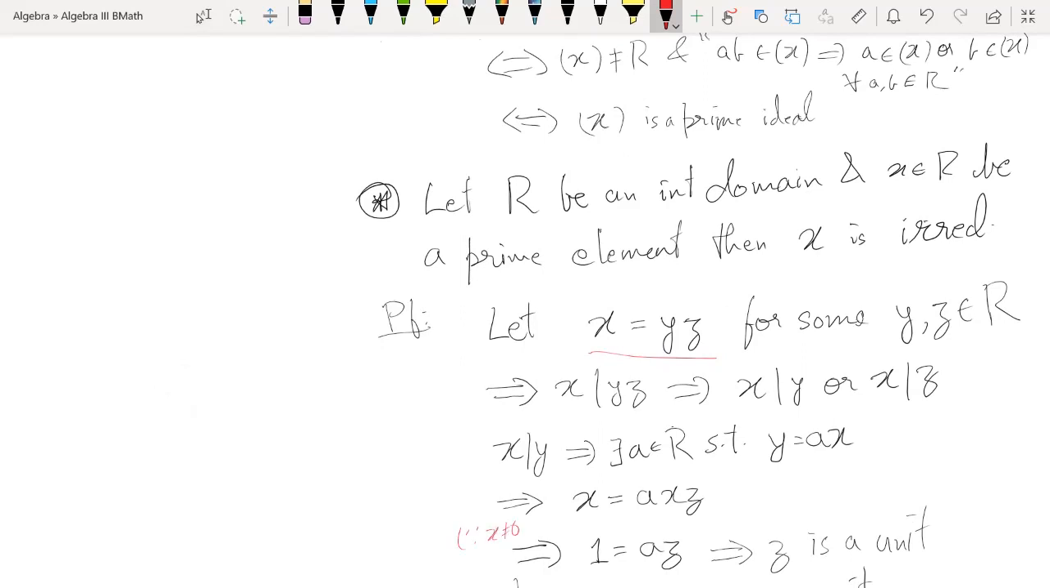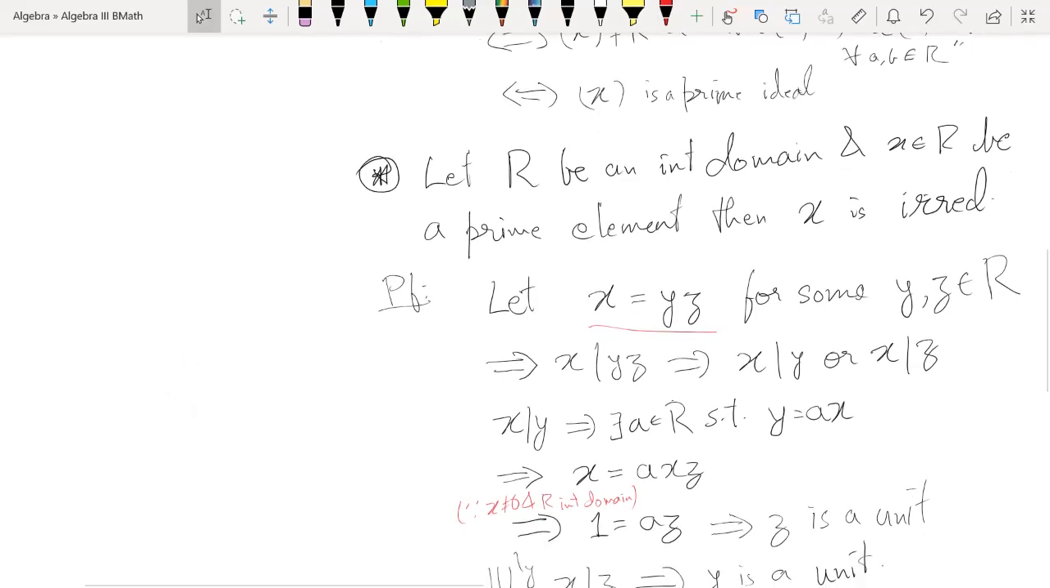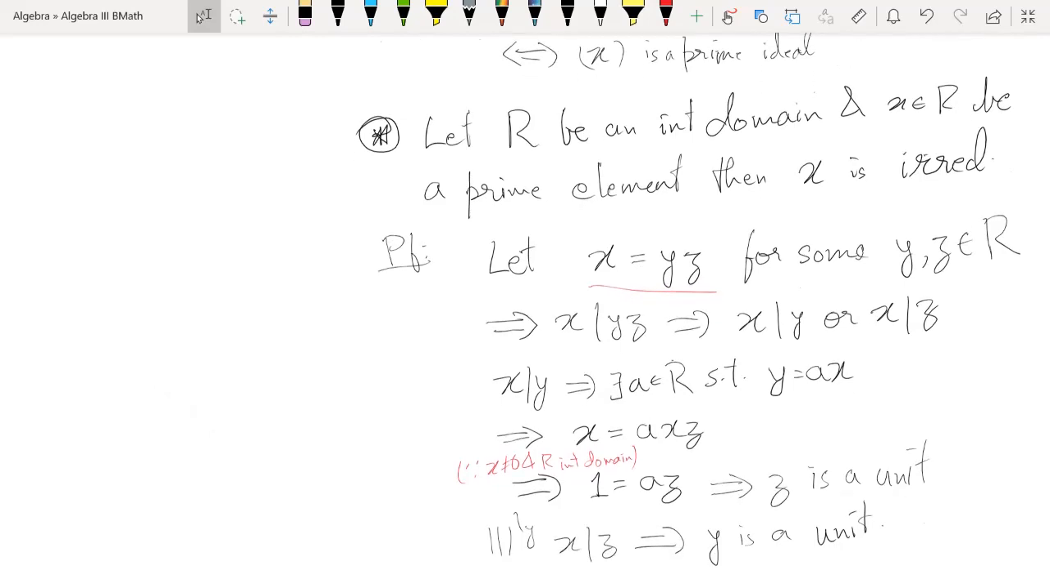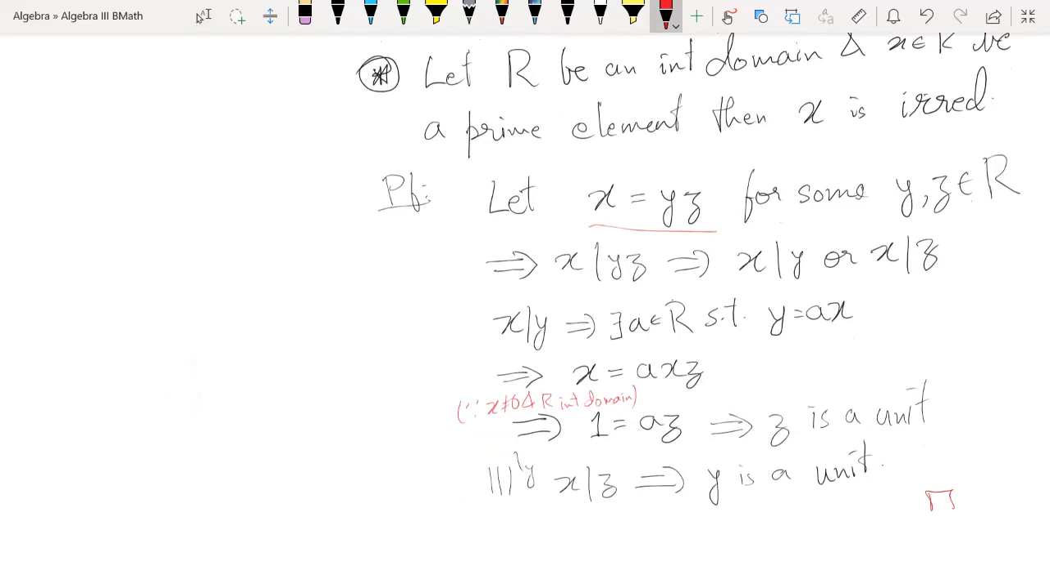Since X is non-zero and R is an integral domain, the cancellation works. So we get that 1 is the same as A times Z, which tells us that Z is a unit. Similarly, if X divides Z, then we will get the other term, Y is going to be a unit. So that's it. Hence, X is irreducible. That's the definition of irreducible. If you write X equals Y times Z, then you have to show either Y is a unit or Z is a unit, assuming X is non-zero.